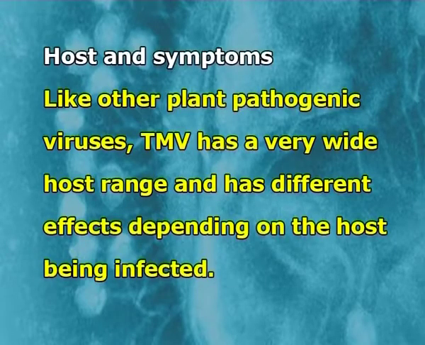Let us look at the host and the symptoms. Like other plant pathogenic viruses, TMV has a wide host range and has different effects depending on the host being infected. The tobacco mosaic virus has been known to cause production loss for flue-cured tobacco of up to 2% in North Carolina. It is known to infect members of 9 plant families and at least 125 individual species including tobacco, tomato, pepper, cucumbers and a number of ornamental flowers. There are many different strains.